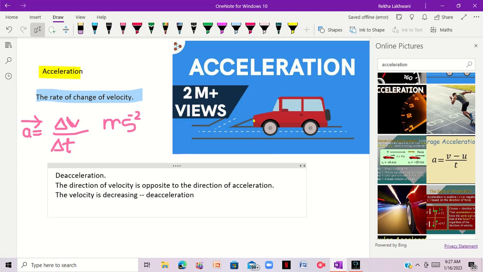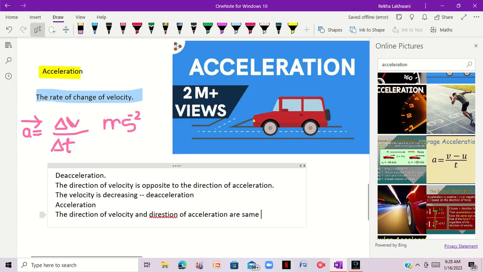Now what is acceleration? Acceleration is when the direction of velocity and direction of acceleration are the same. At that time we can say that this is basically acceleration, right?